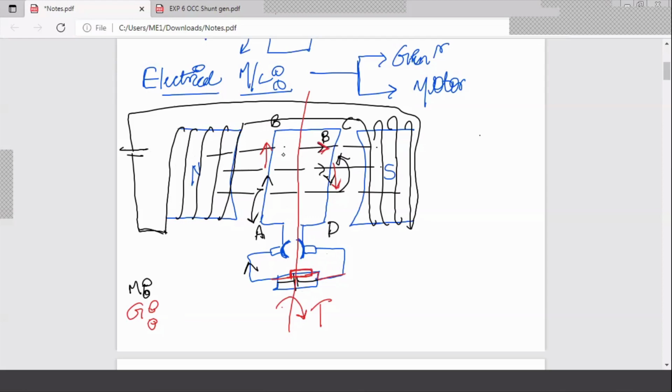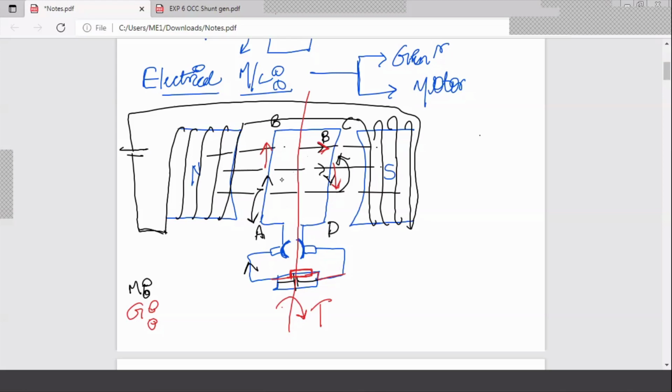Now what will happen? We have a conductor placed in a magnetic field, and this conductor is moving. There will be an induced EMF in the coil, right? And it will lead to the flow of current through it. According to which rule can we find out? By using Fleming's right hand rule, isn't it? So we can find out the direction of current.